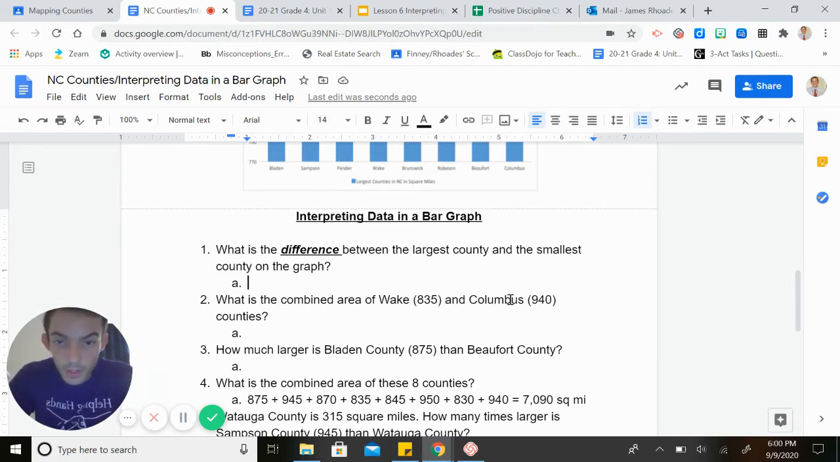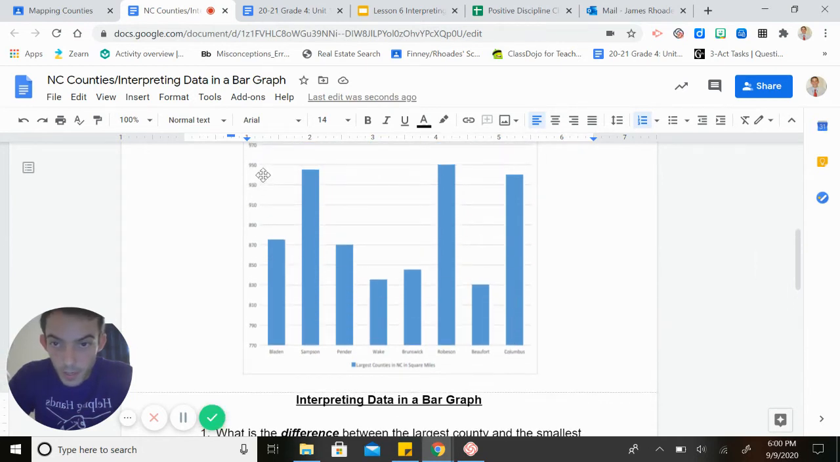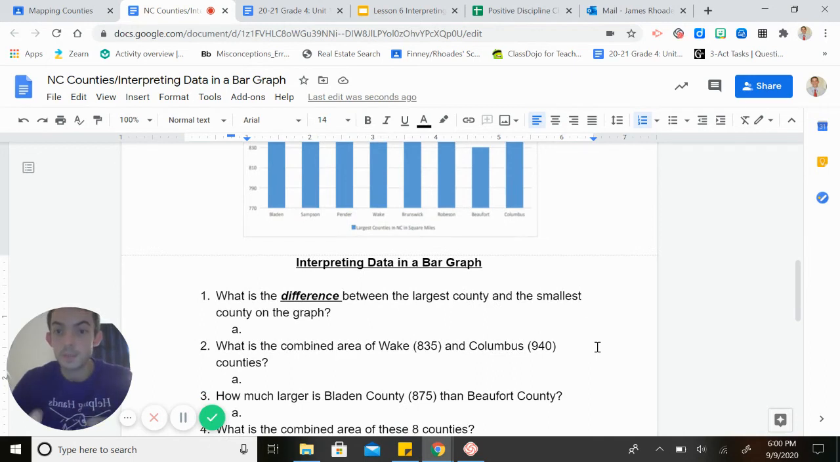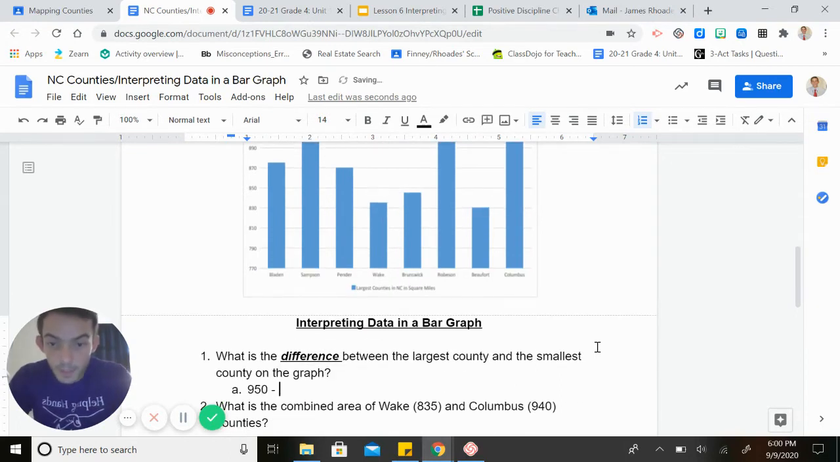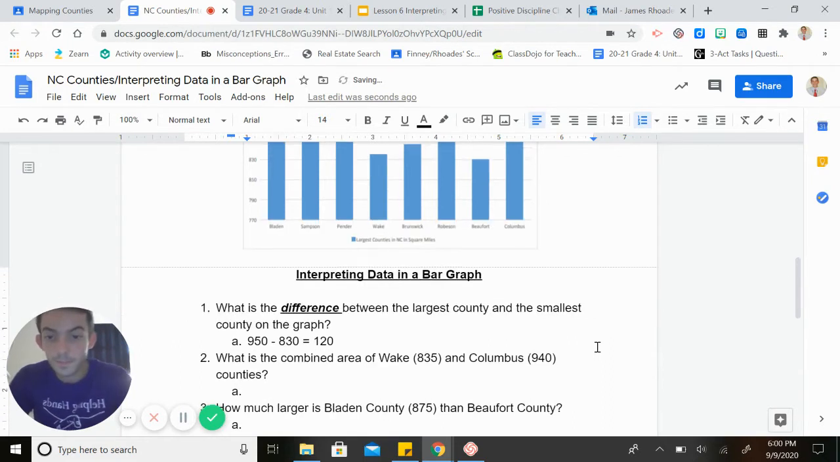What is the difference between the largest county and the smallest county? So we look up here, the largest bar is Robeson County at 950 square miles. The smallest county is Beaufort County at 830 square miles. So difference means subtraction. I always tell the kids, if I'm 27 and you're 9, how much older am I than you? What's our difference? And they would have to subtract. So you do 950 minus 830, put it in the calculator, and you get 120.